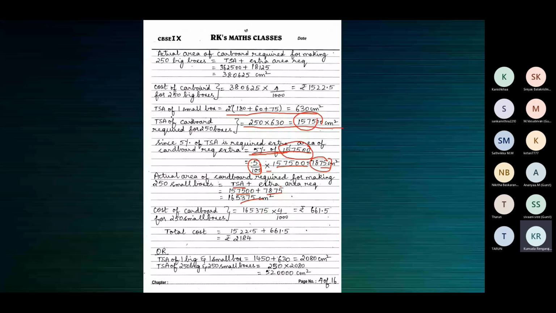Now, if you want to buy so much, you need to buy so much. That is 165375 to make 250 small boxes. How much do you have to spend? Into 4 by 1000. The rate is the same.